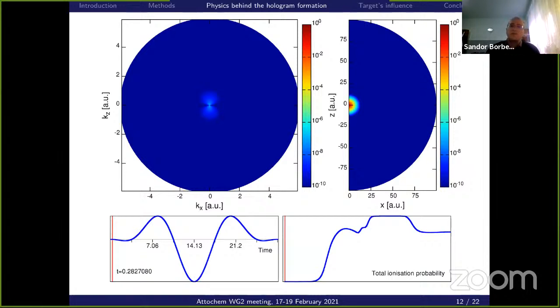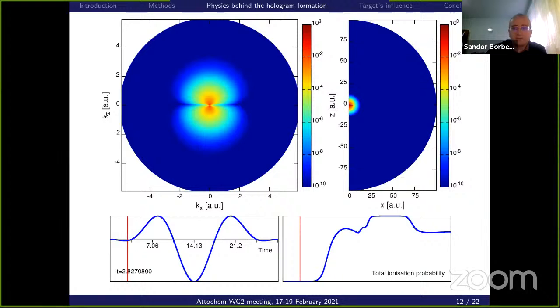Just to illustrate what's happening when a few-cycle laser pulse interacts with a hydrogen atom, I will show you a very short animation. You will see here in this panel the momentum distribution of the continuum electrons. In the right panel, the coordinate space distribution of the electrons. Here you see the shape of the laser pulse, with a vertical red line indicating the actual time during the simulation, and the last figure shows the total ionization probability as a function of time.